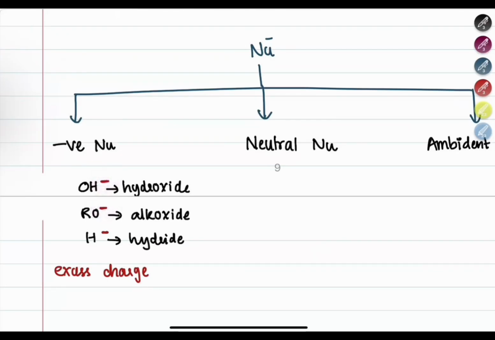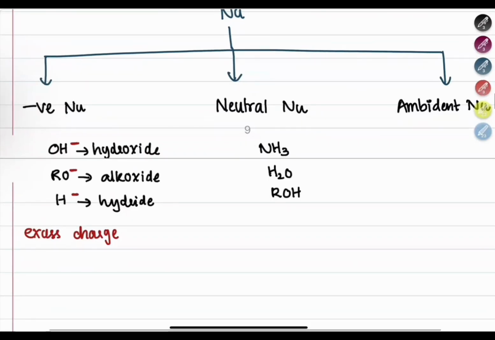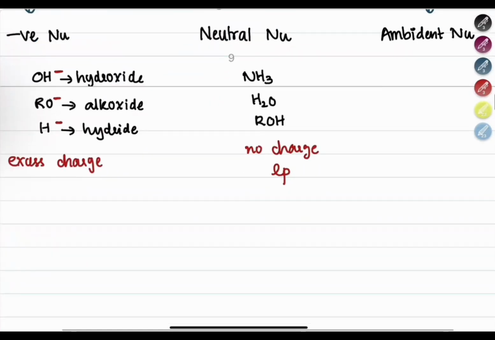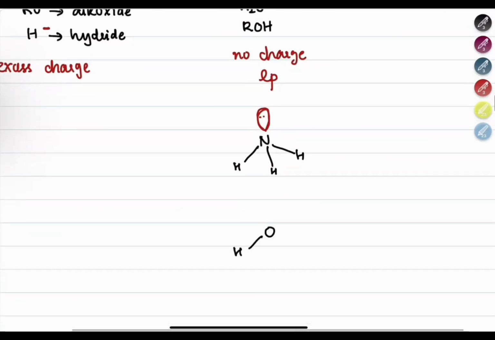In neutral nucleophiles, the examples are NH3, H2O, ROH kind of molecules. In all these molecules, there is no charge. Instead, we can see the lone pair of electrons in these molecules. For example, in the structure of NH3, there is a lone pair present on the nitrogen. This lone pair will act as the nucleophile. In H2O also, there are 2 OH bonds and 2 lone pairs on the oxygen. These lone pairs will act as the nucleophile in the case of H2O.